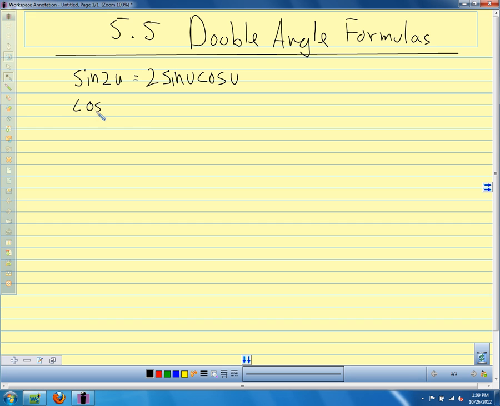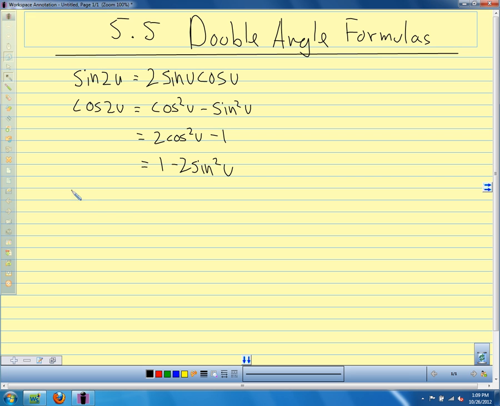The cosine of 2u. We have several different ways we can write the cosine of 2u. Cosine squared u minus sine squared u. This is also equal to 2 cosine squared u minus 1. And this is also equal to 1 minus 2 sine squared u. So we have 3 different formulas that we can pick from for cosine of 2u.